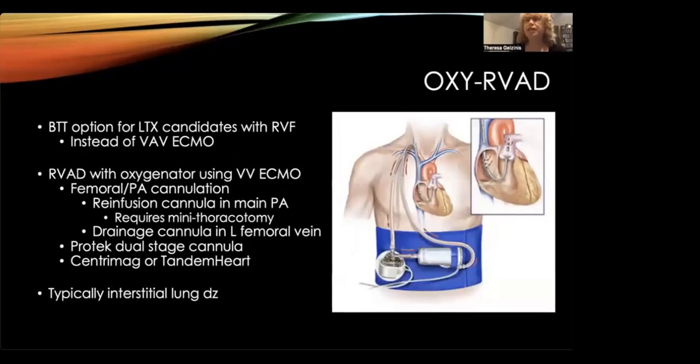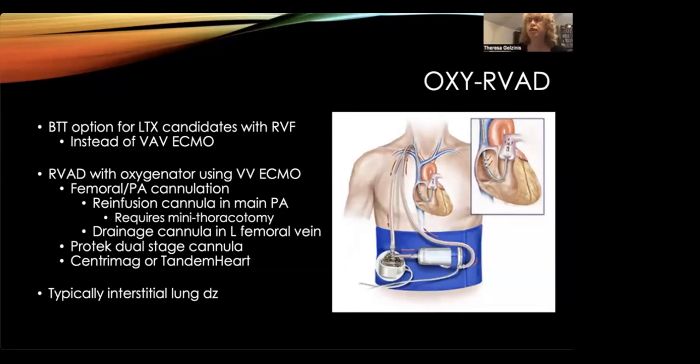The oxy-RVAD is another bridge to transplant option as an alternative to VAV ECMO. It consists of an RVAD with an oxygenator using VV ECMO. It is implanted either using a femoral PA configuration, where the reinfusion cannula is placed into the main PA, requiring a mini thoracotomy, and the drainage cannula is inserted into the left femoral vein.